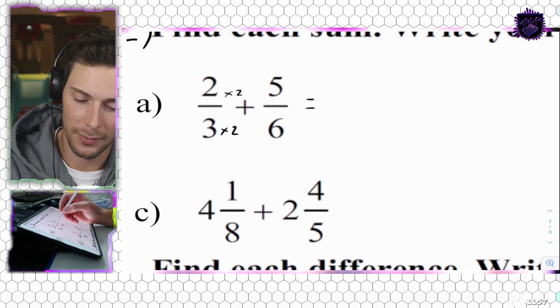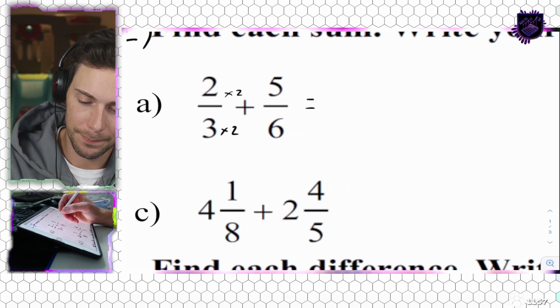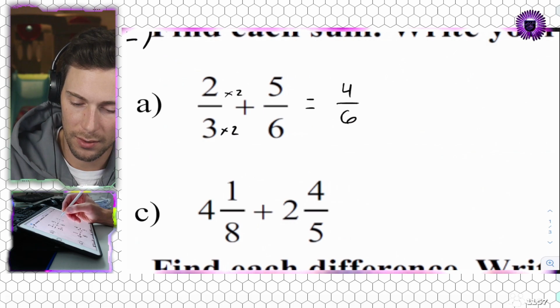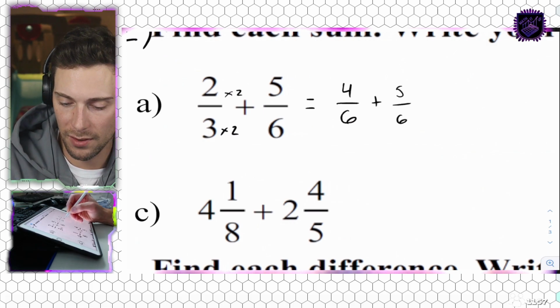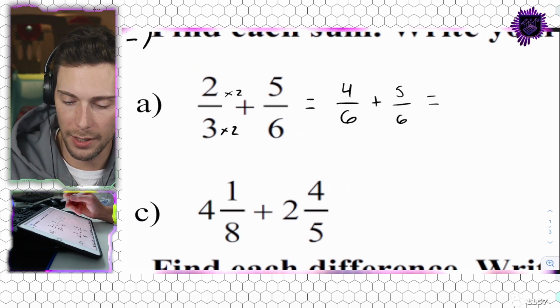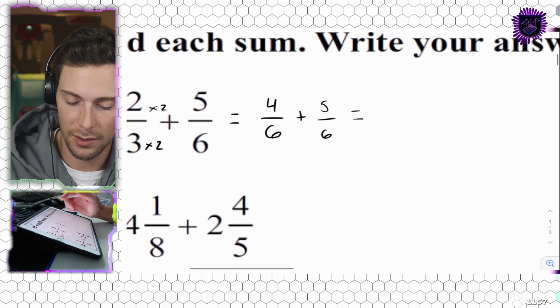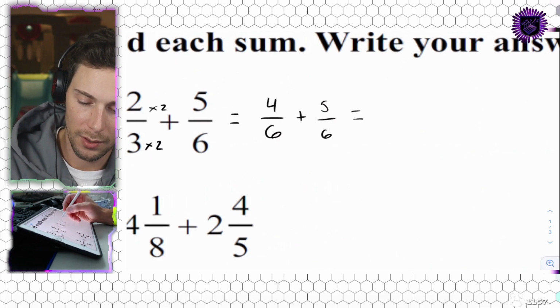Okay, so we'll go 4 sixths plus 5 sixths. And then we can write our answer. So that will be equal to 9 sixths.